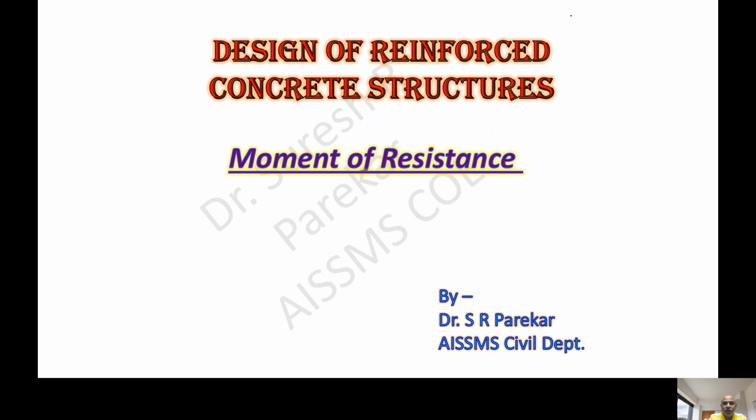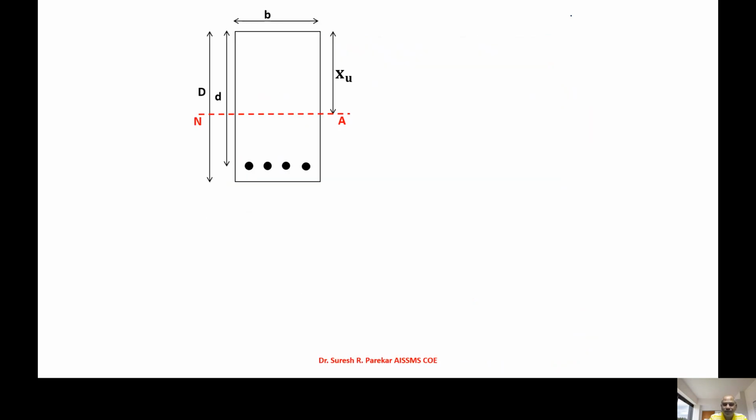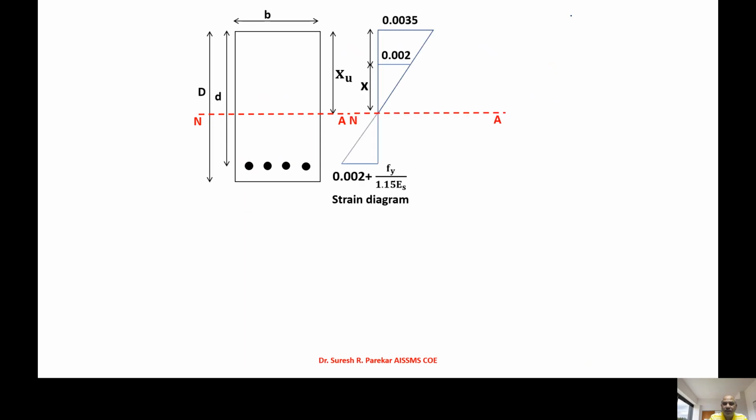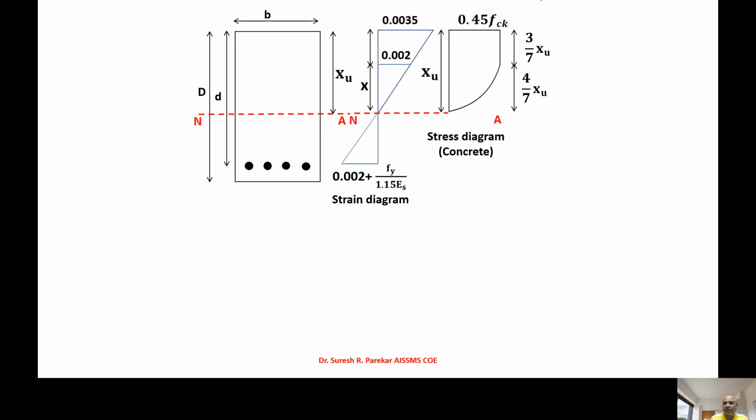Good evening. Today we are going to see the moment of resistance for the limit state method. Now we know for the limit state method we have this strain diagram and stress diagram, which we have also seen in the last video. We have also calculated these distances, 3 by 7 xu and 4 by 7 xu. So for the rectangle we have 3 by 7 and for the parabola we have 4 by 7, which we calculated by considering similar triangles.